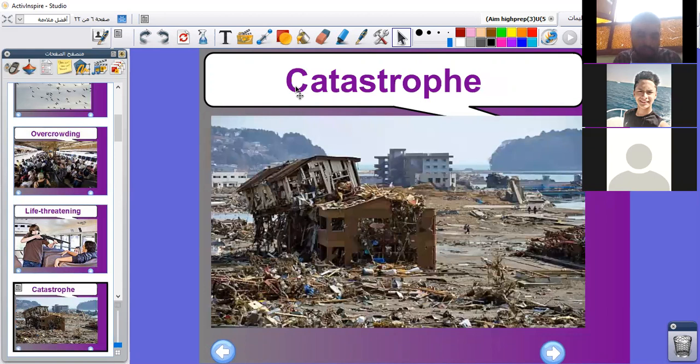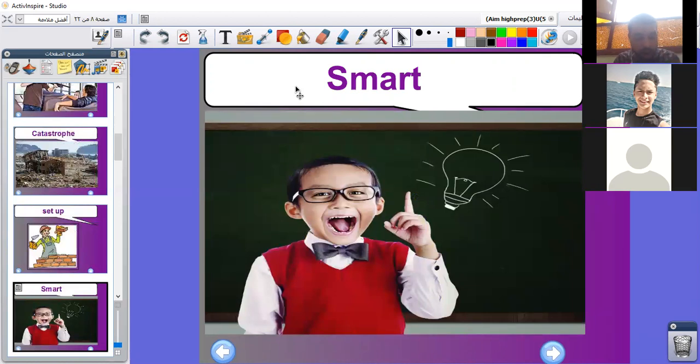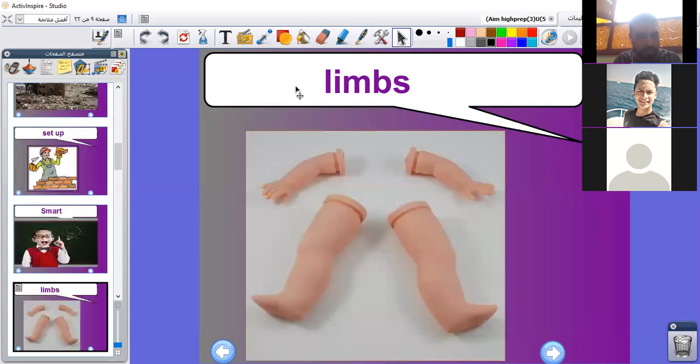Catastrophe, a sudden disaster like an earthquake, volcano, tsunami, or storm. We call it a catastrophe. Set up means to start something new. Smart means intelligent. Limbs are arms and legs. The arms and the legs, we call them limbs.